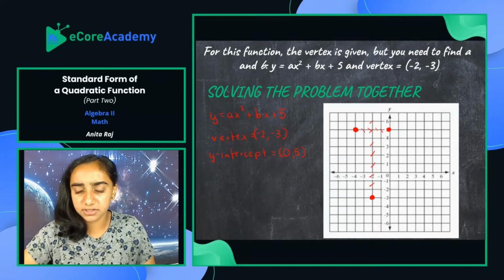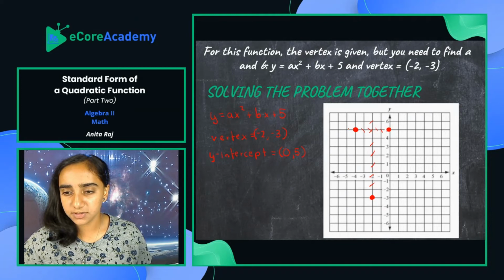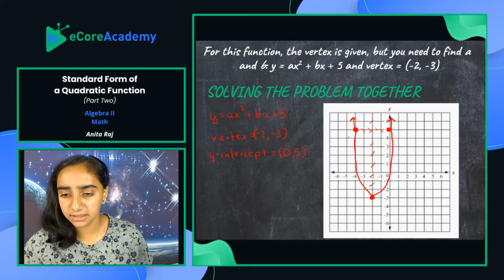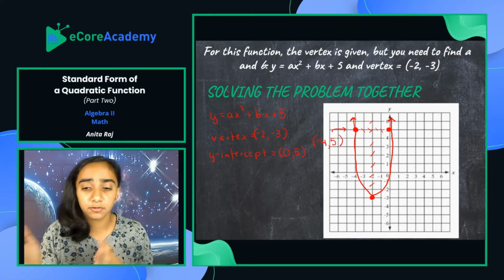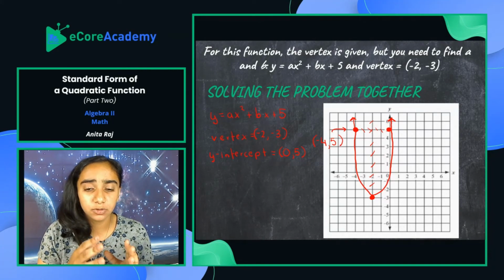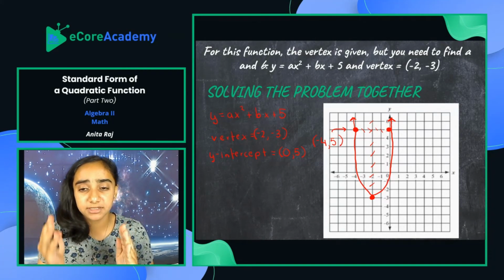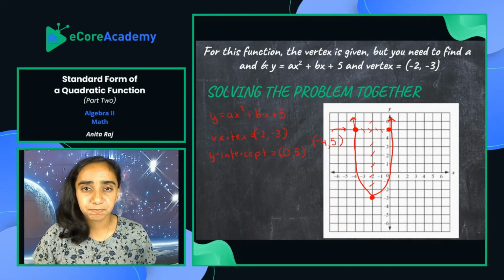So hopefully you understand, we just reflected that point across the axis of symmetry, and we just found another point. So that's very valuable. And what is this point right here? Well, this point is exactly (-4, 5). So let me just write this here. This point is very important, (-4, 5). And on the next slide, I'll show you exactly how we use (-4, 5) and our vertex (-2, -3) to solve this and find what a and b are.